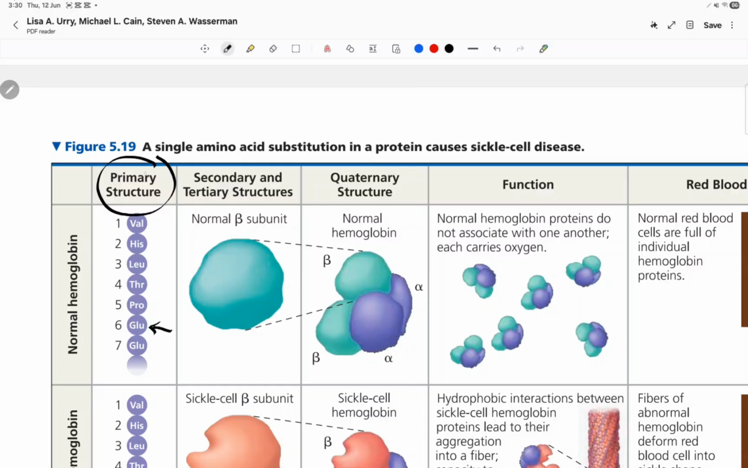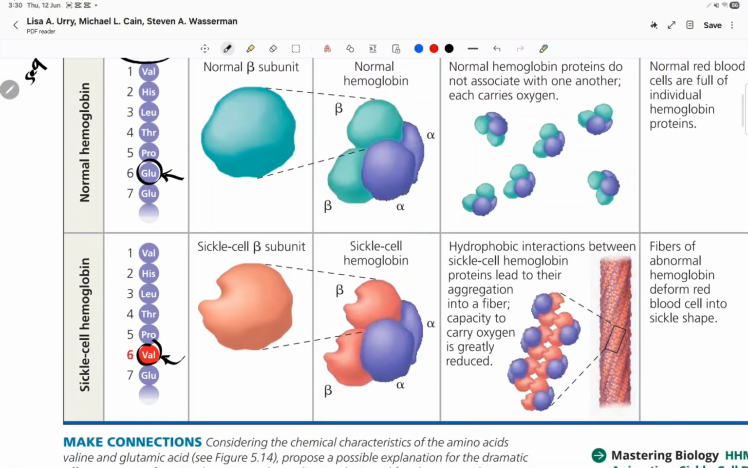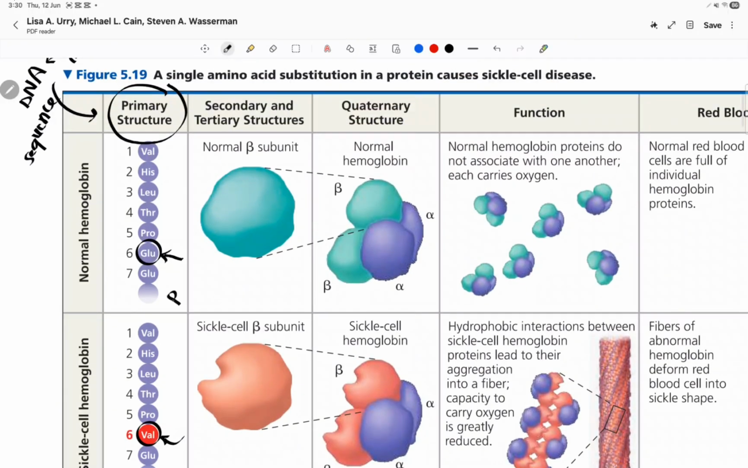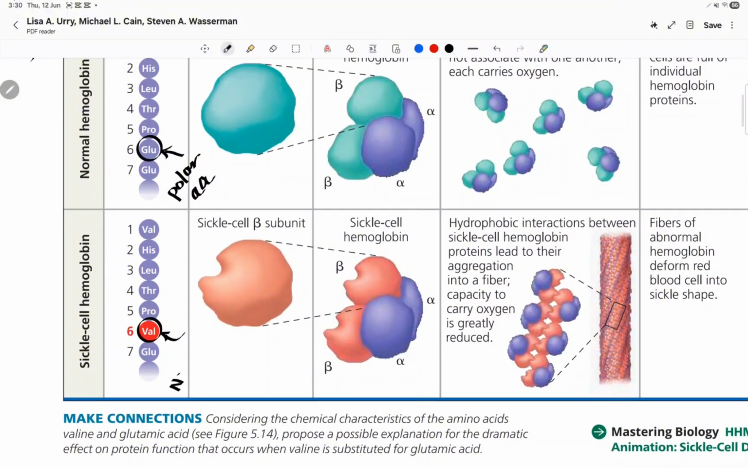What was the thing that determined the primary structure? The DNA sequence. So if you change that sequence by a mutation, it could possibly affect the primary structure, which means you will change glu to val. Now, how is that important? Glu is a polar amino acid, while val is a nonpolar amino acid.